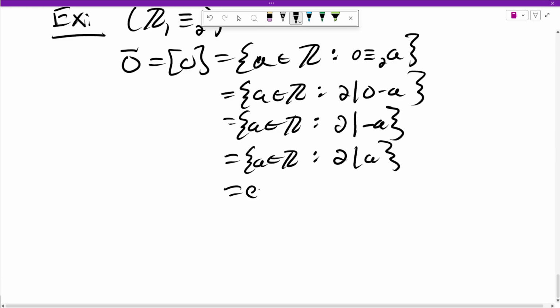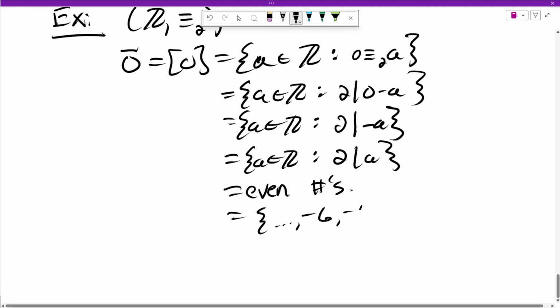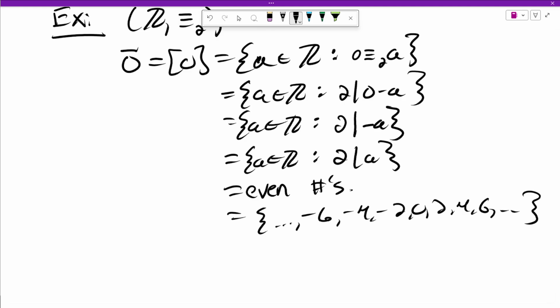This is also known as the collection of evens. If we were to write it out, all of the numbers that are divisible by 2 are here. And notice this is kind of half of Z. It doesn't necessarily make sense to say what half of an infinite set is, but it's kind of like half of Z.